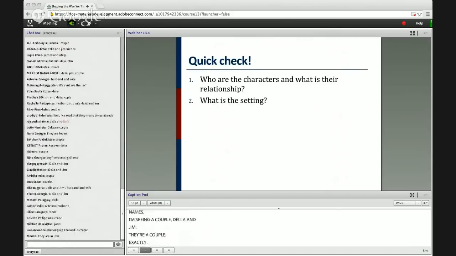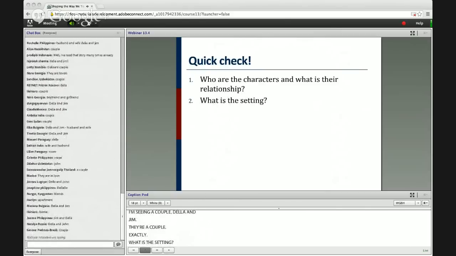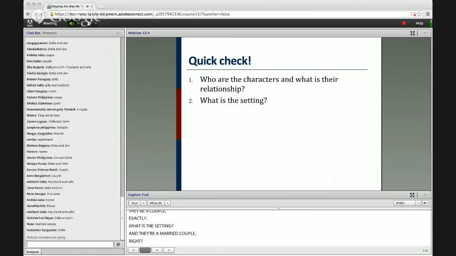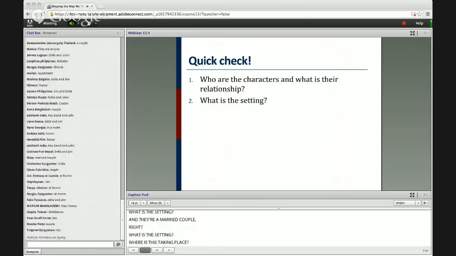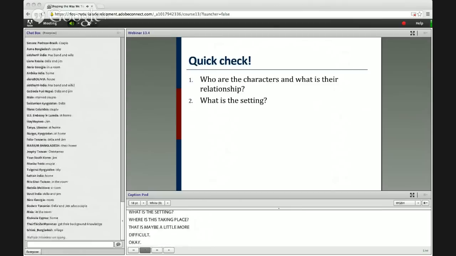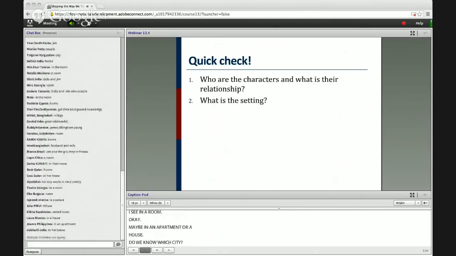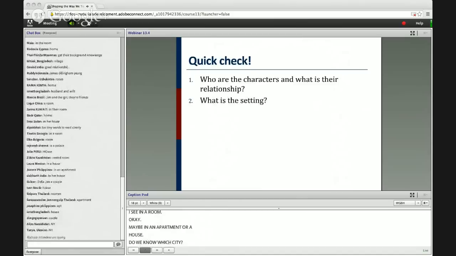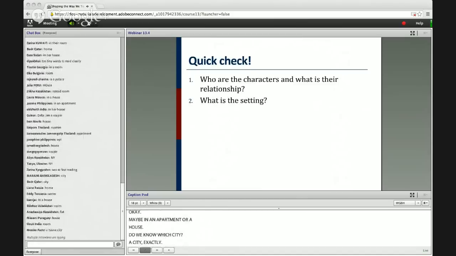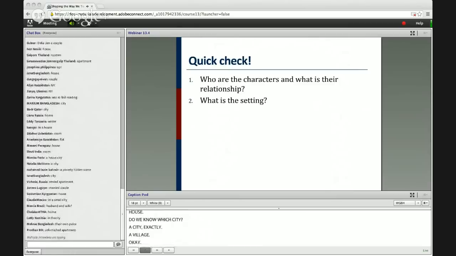That was maybe a little bit more difficult. Okay, I see in a room. Okay, yeah, maybe in an apartment or a house. Do we know which city? A city, exactly. A village. Okay, what do we know about O. Henry? Where do most of his stories set? That's right, New York, exactly.